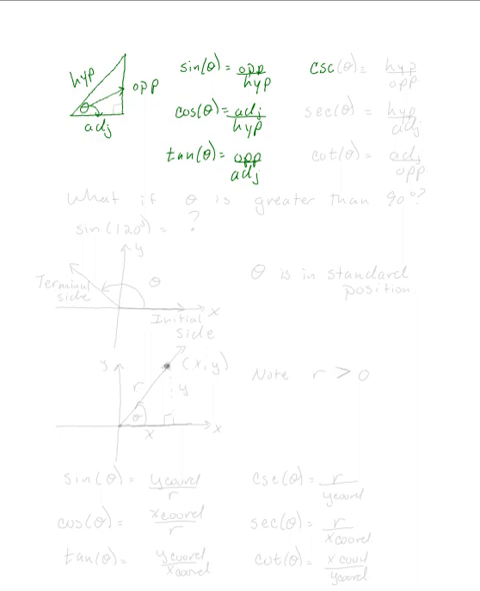And cosecant theta, these are the reciprocals of these three main trig functions. So the cosecant theta is the one that goes with sine theta, and it is its reciprocal, hypotenuse over opposite. Secant theta is the reciprocal of cosine of theta, so it's hypotenuse over adjacent. And cotangent of theta is adjacent over opposite.